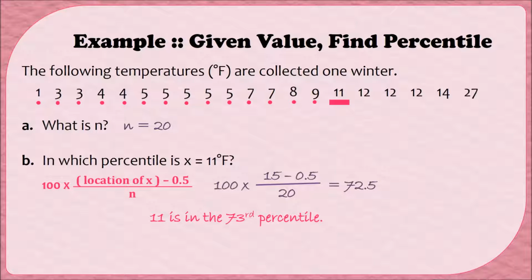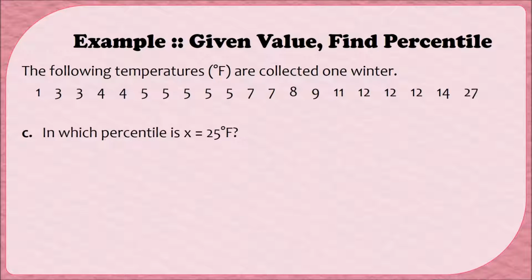Let's do another example. In which percentile is x equals 25 degrees Fahrenheit? If I look at our data set, the value of 25 doesn't appear anywhere. If it was going to appear, it would have happened here between the 14 and the 27. When this happens, we're going to use the location of the next value up. This is because if 25 had been in our data set, it would be in the spot where 27 is. So in this case, we're going to use 20 for our location because the 25 would have been the 20th number in our list.